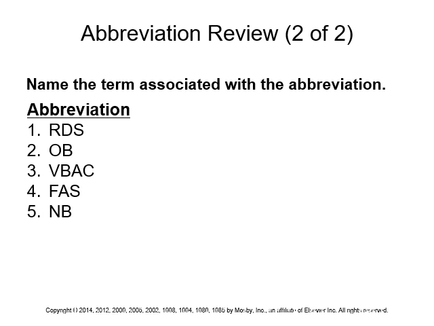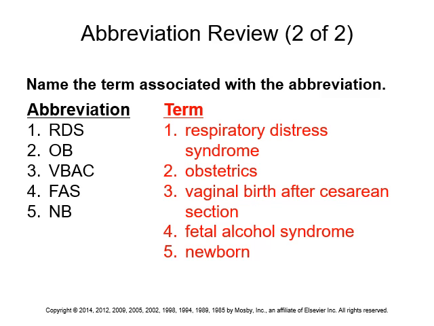All right, RDS we know is that respiratory distress syndrome that occurs in premature babies because their respiratory system has not developed properly. OB is obstetrics. VBAC is the vaginal birth after cesarean section. So females can have a cesarean section birth, and if their doctor performed it properly and they were able to recover their uterus properly, then they can have a vaginal birth afterwards.